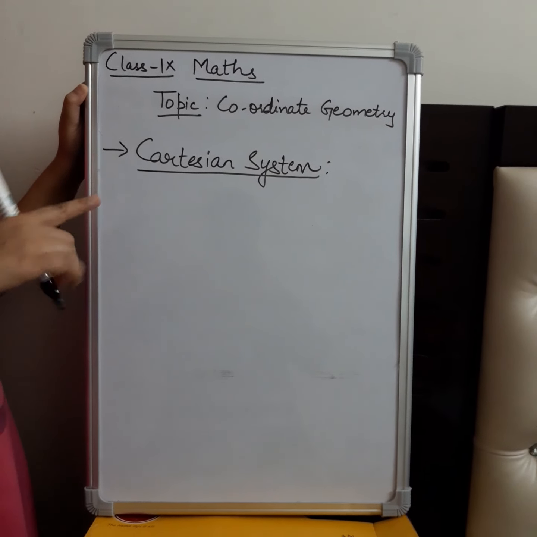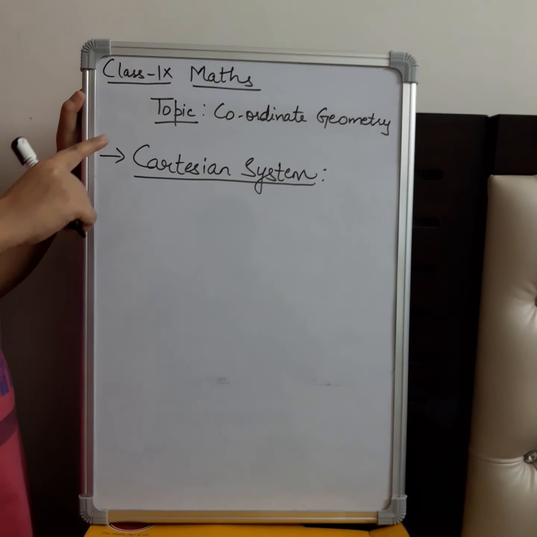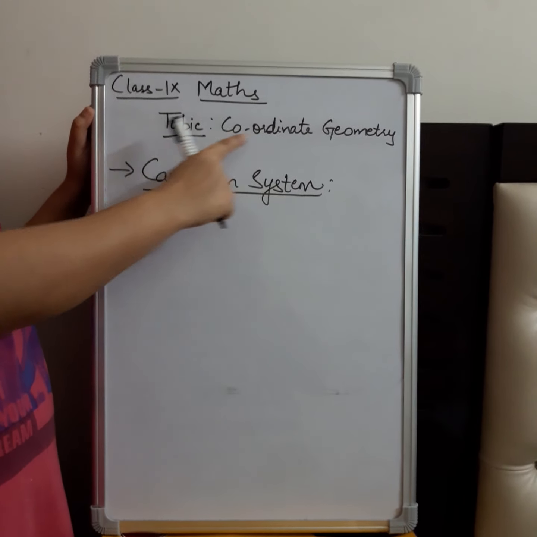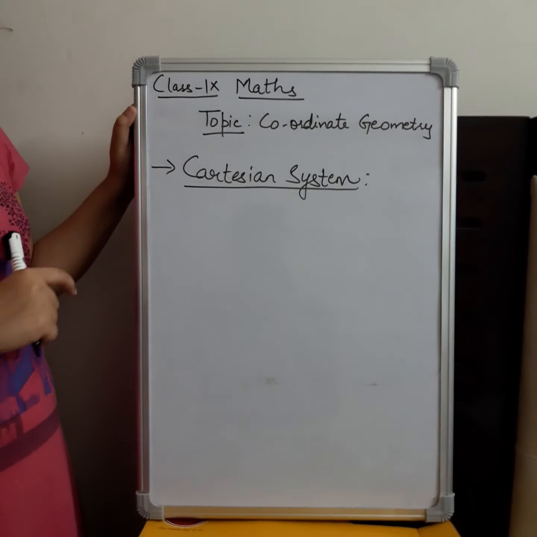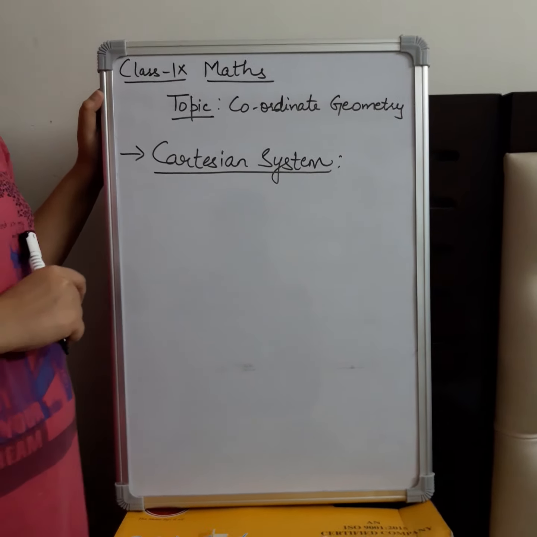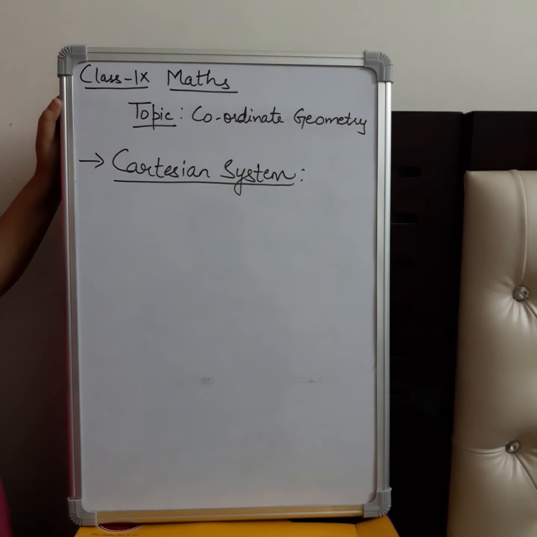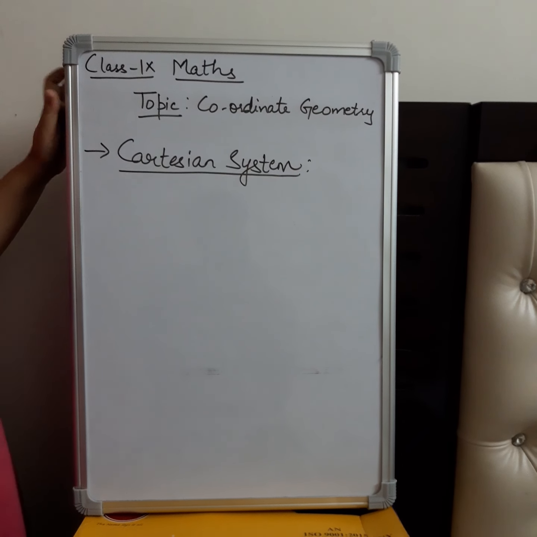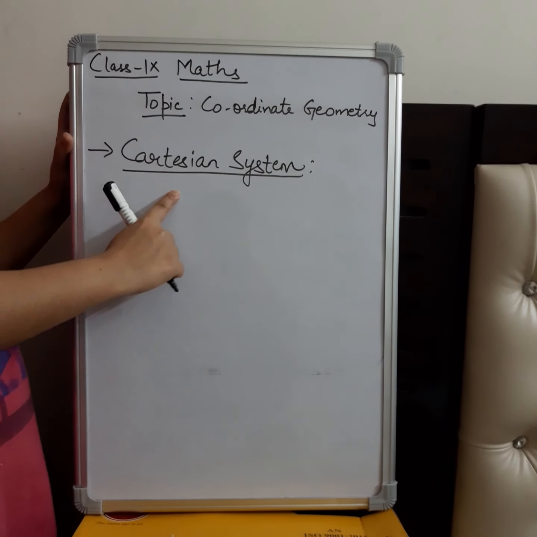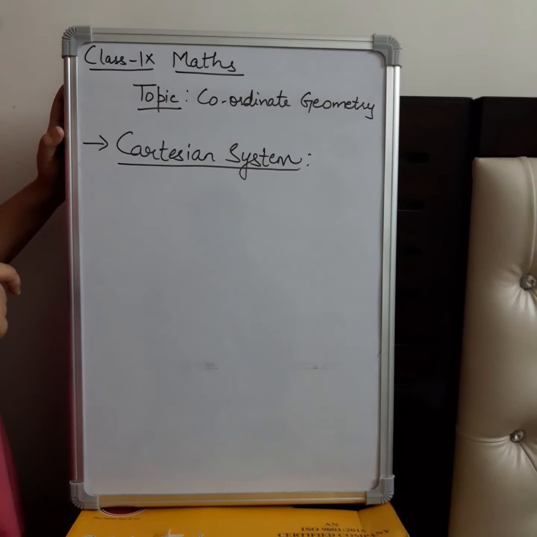Hello everyone. Today we are going to study chapter number 3. The name of the chapter is Coordinate Geometry. Coordinate geometry is the branch of maths in which we study the position of any object lying in a plane. So first of all we will be discussing the Cartesian system.